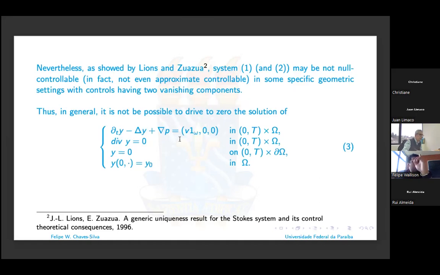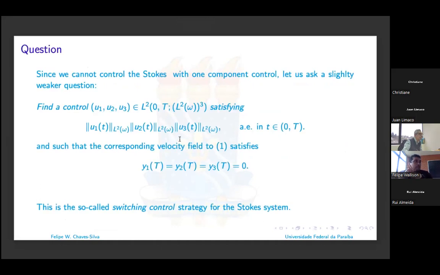So we can control with two, but not with one. Then there is an intermediate question, which is the one that we are interested in this talk, which is the motivation for our work. Imagine now that you can choose controls. You wonder if you can choose controls in such a way that at each instant of time, only one control is active in the equation.